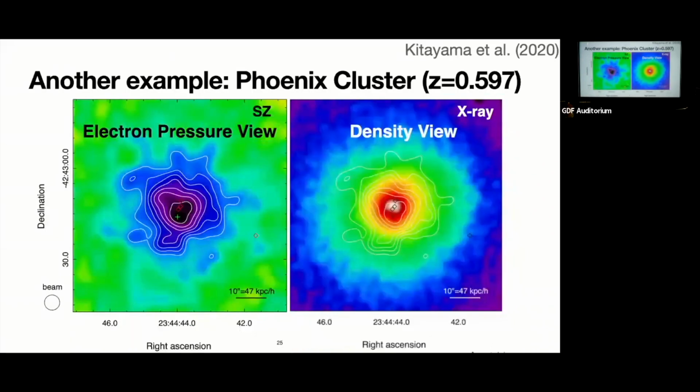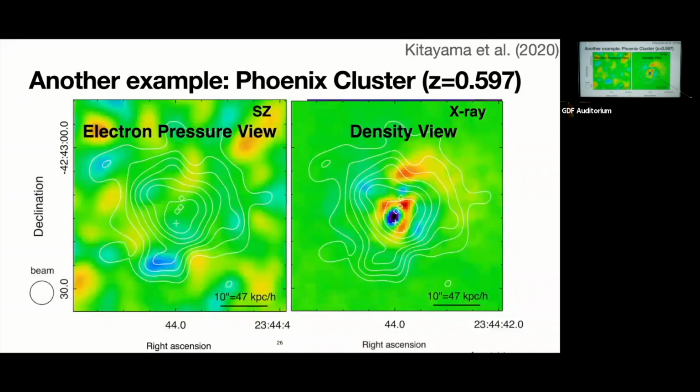This is another example. Phoenix cluster, a deeply cooling galaxy cluster. Inside of this, there's a gigantic star-forming region due to the so-called cooling flow. The gas cools toward the center. Now you subtract the mean component.